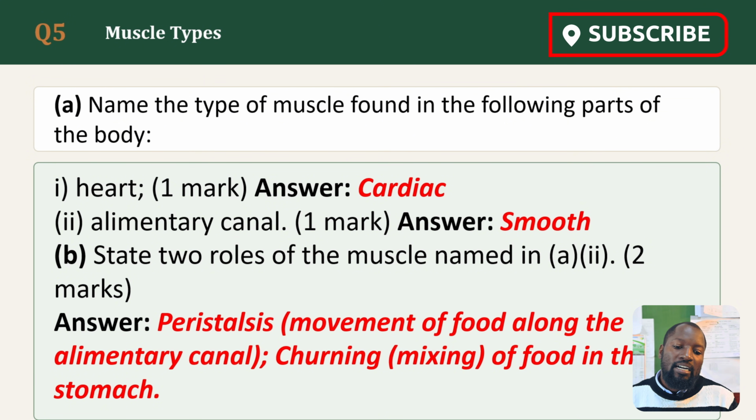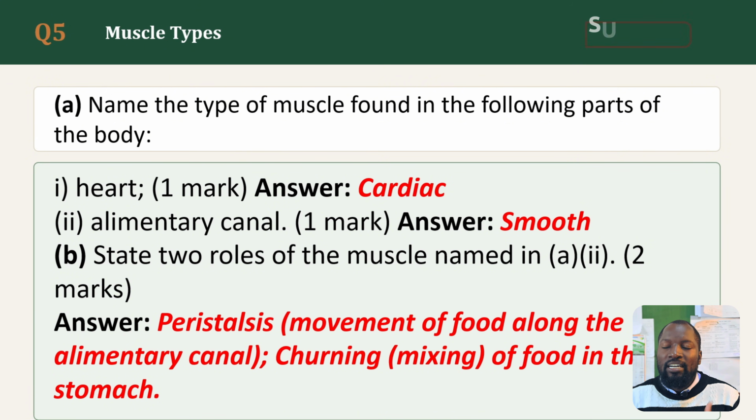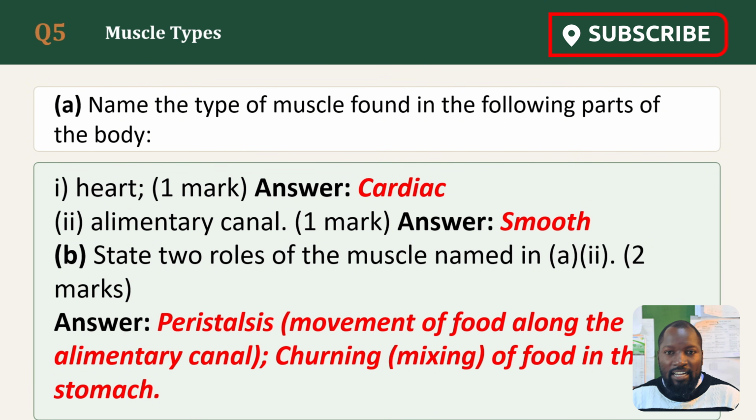So you become a cardiologist. Maybe if you have a condition like a heart attack, because the heart attack is affecting the muscles of the heart, that's the functioning of the heart, we shall say you have a cardiac arrest. So when we talk about the heart, the muscle that the heart has is cardiac muscle. Then number 2, we are being asked about the alimentary canal. The alimentary canal has smooth muscles.